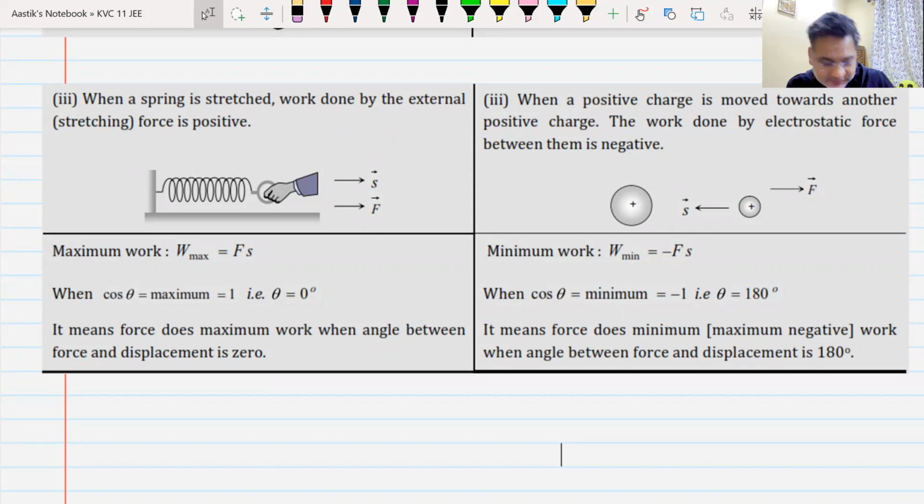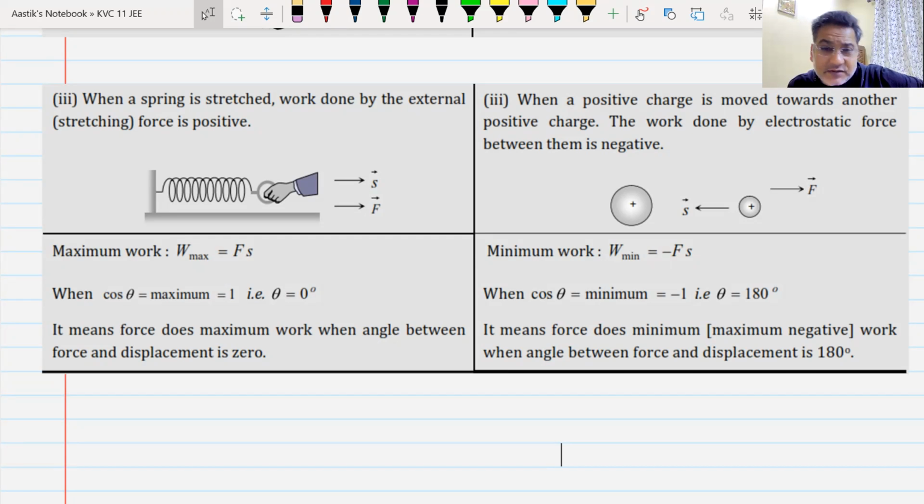Then you have repulsion between two charges. They are repelling each other. If they are moving towards each other, work done would be negative. So basically, force and displacement in the same direction, work done is positive. Acute angle, work done is positive. Opposite direction, obtuse angle, work done is negative.